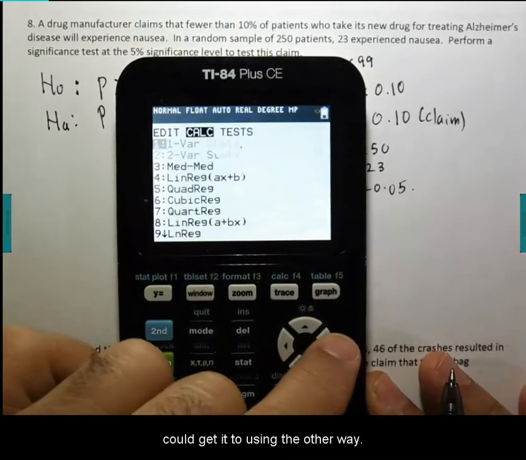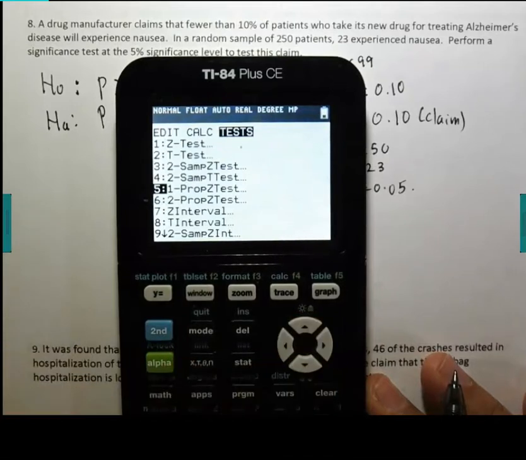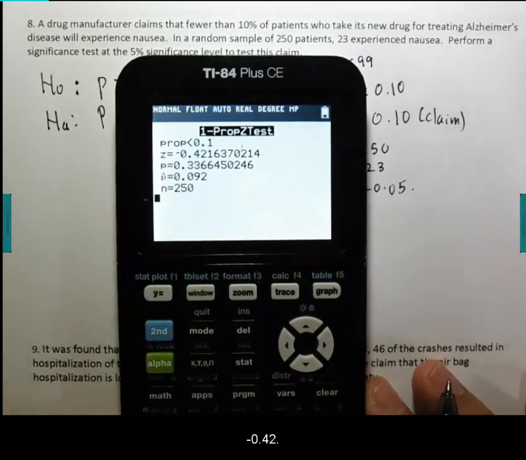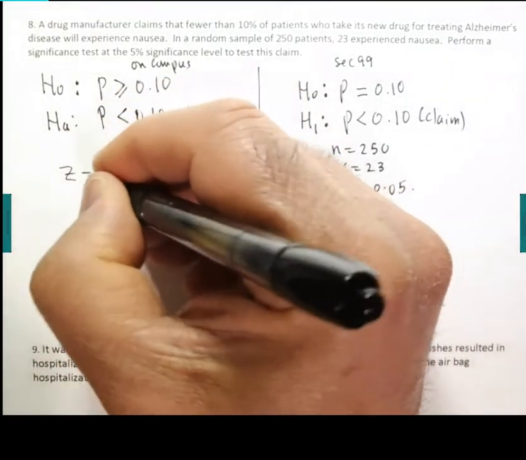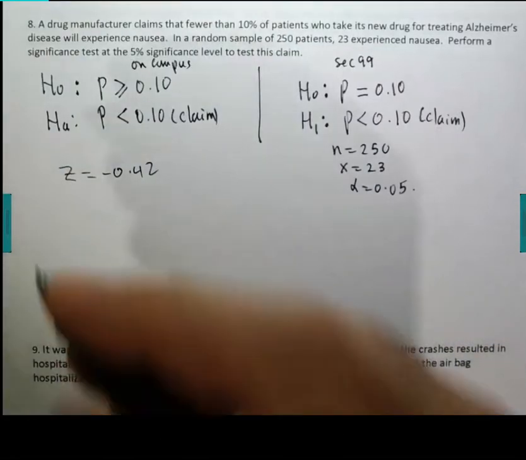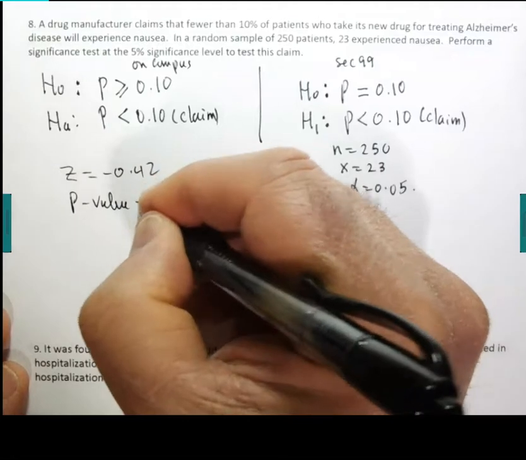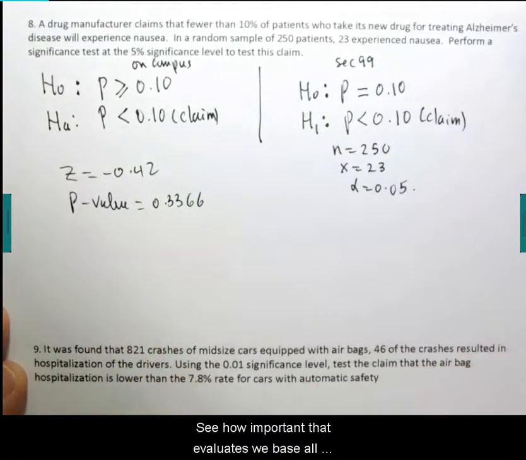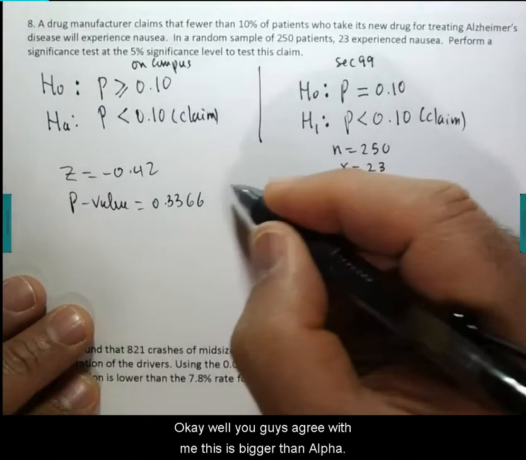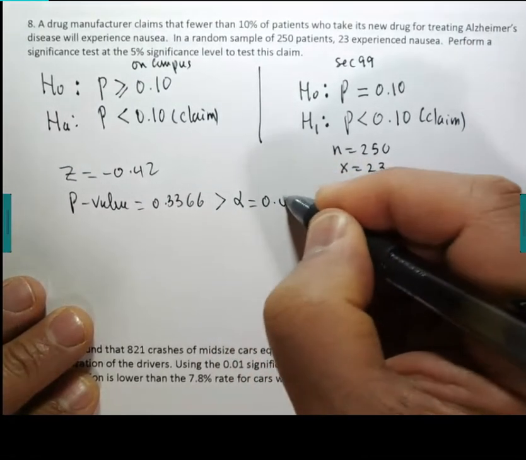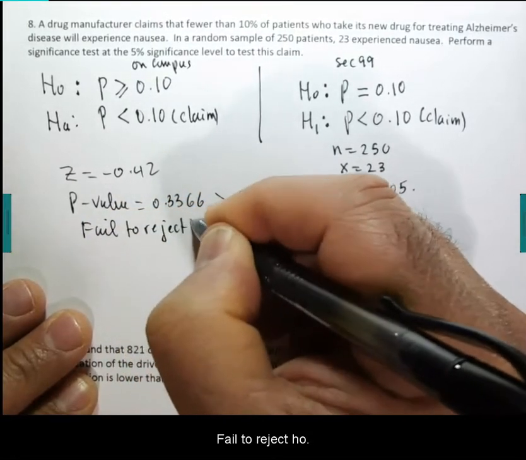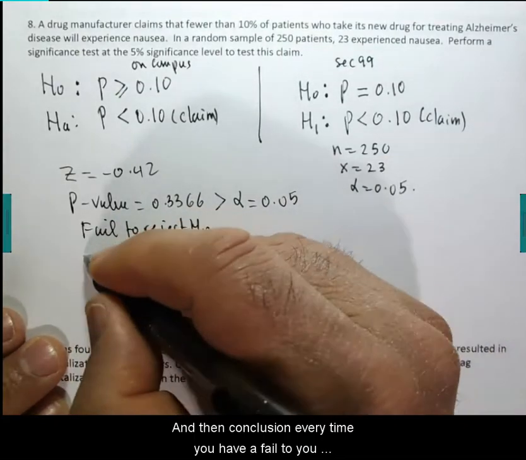And let me show you again how you could get it using the other way. You could just simply hit calculate. Negative 0.42 and the p-value is 0.3366. See how important the p-value is? We base all decisions on this value right here. Okay, you guys agree with me this is bigger than alpha. So what's the decision? Cannot forget this. Fail to reject H0. And then conclusion.